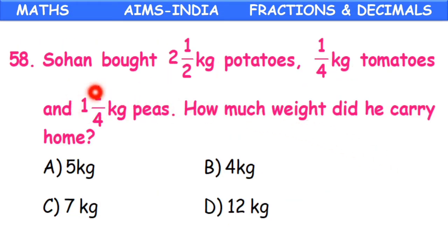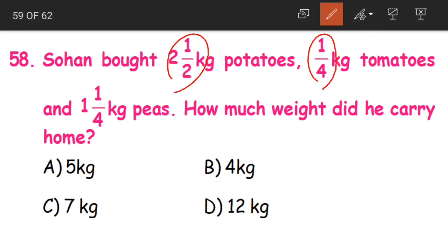Next, question 58. Sohan bought 2 1 by 2 kgs potatoes, 1 by 4 kg tomatoes and 1 1 by 4 kg peas. How much weight did he carry home? Now 2 1 by 2, 1 by 4 and 1 1 by 4 are the weights of the different vegetables that he has bought. Now the total weight, what is the total weight here? We have to add. What were the figures? 2 1 by 2 plus 1 by 4 plus 1 1 by 4. Yes, children. So these are the total weights we have to add.